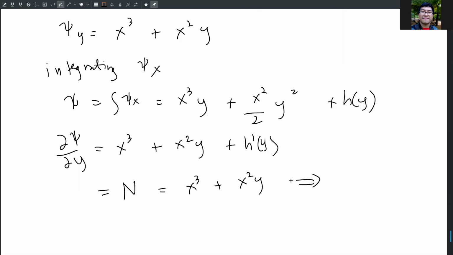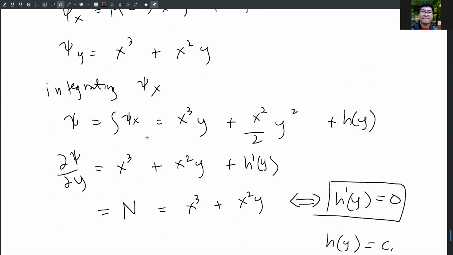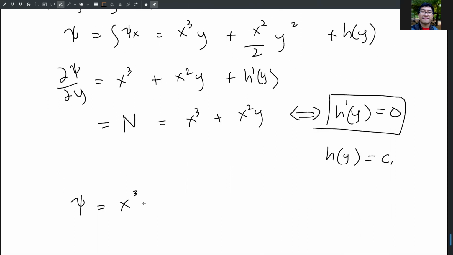So this means that h prime of y equals 0. So we can set h of y as some constant, let's call it c1. So psi can then be written as x cubed y plus x squared over 2 y squared plus c1.